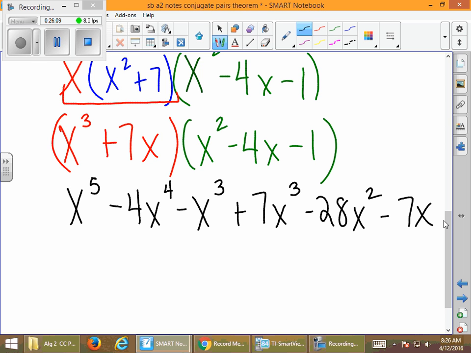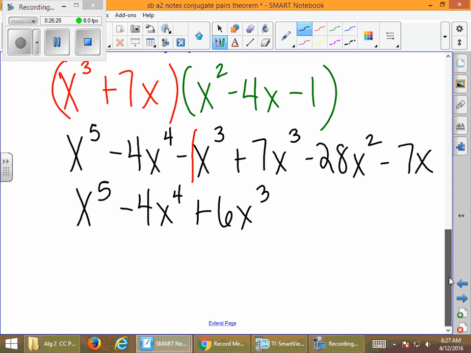And on this problem, we don't have very many like terms. We have x to the fifth. We have minus 4x to the fourth. In fact, the only like terms that I see are the x cubed. Negative 1x cubed plus 7x cubed is 6x cubed. Minus 28x squared minus 7x.